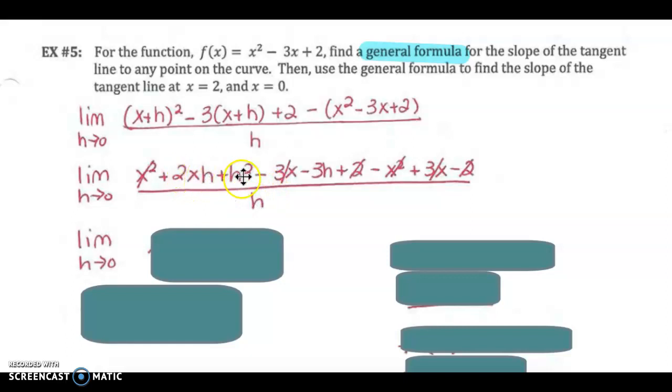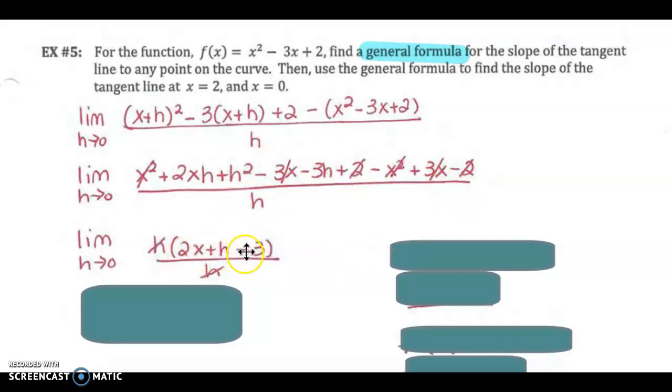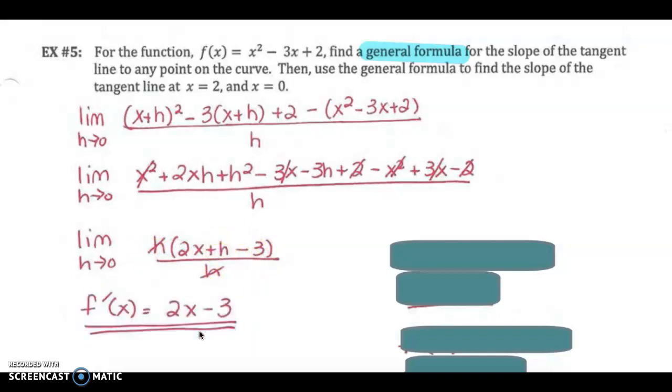Okay, so this is what's left, minus 3h over here, and we'll factor out an h, and that gives us 2x plus h minus 3. Mark out those h's and plug in a 0 for h. We get 2x minus 3 as our function, or our general formula for the slope of the tangent line.